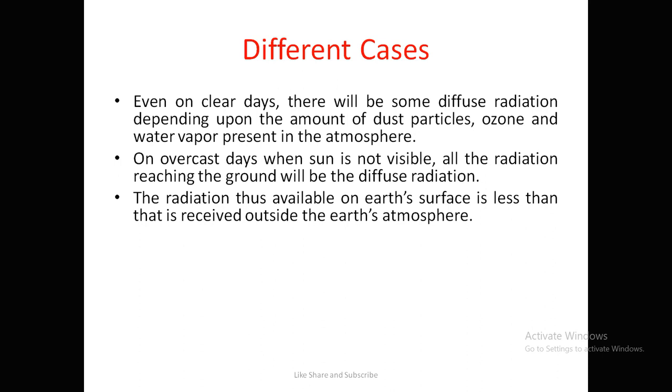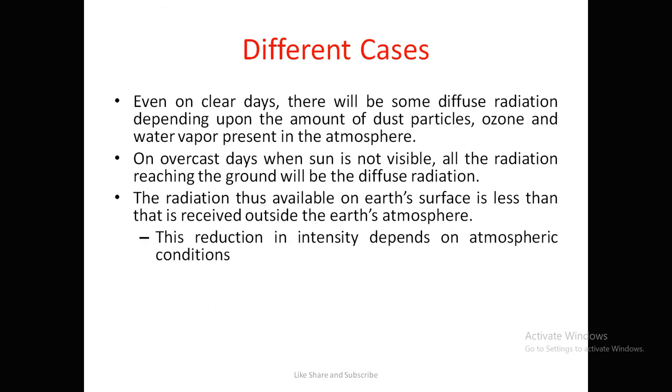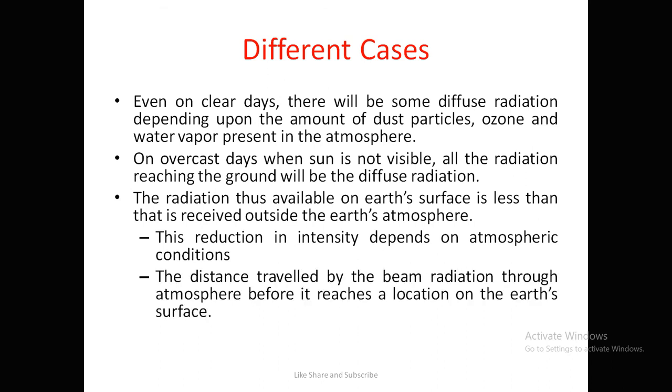The radiation thus available on Earth's surface is less than that received outside the Earth's atmosphere, because a lot of energy is reflected back, some of the energy is scattered, and some of the energy is lost in scattering also. This reduction in intensity depends upon atmospheric conditions. The distance travelled by the beam radiation through the atmosphere before it reaches a location on the Earth's surface in turn depends on solar altitude. That means the distance keeps on changing. So definitely these are the reasons for depletion of solar radiation.